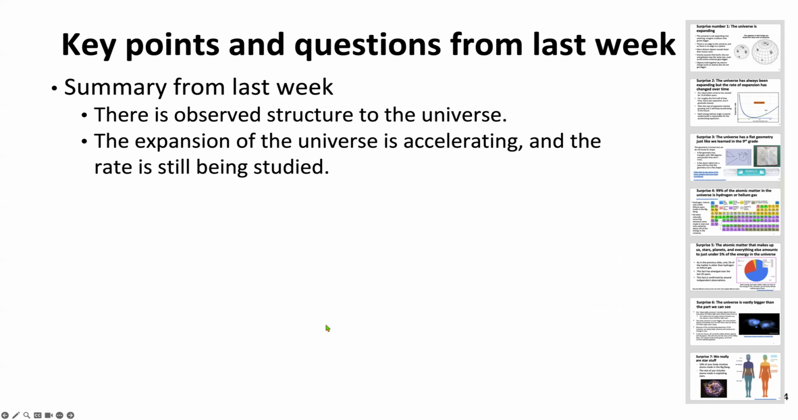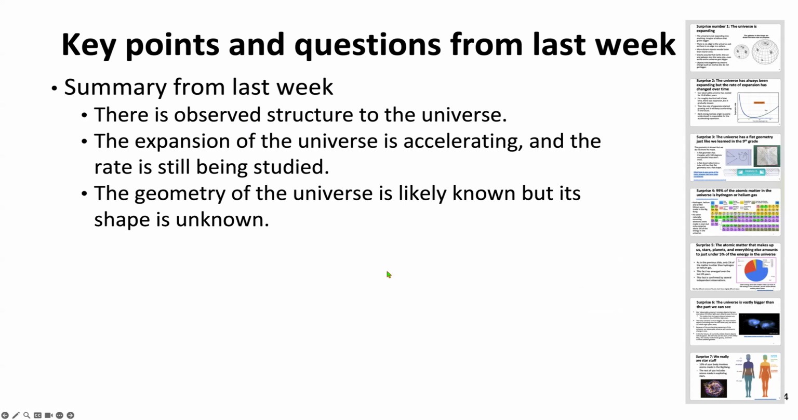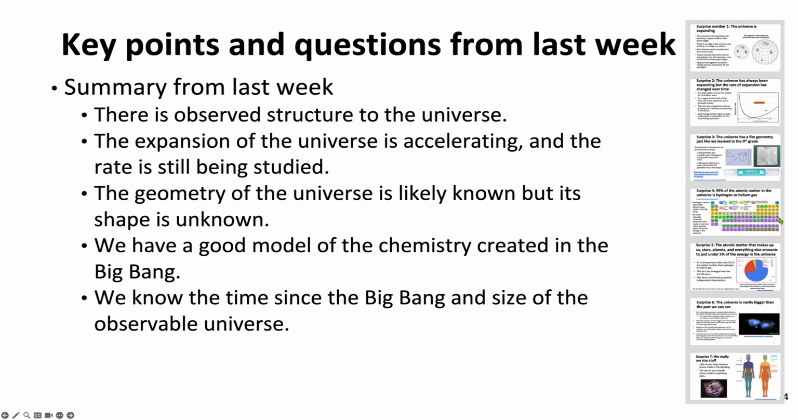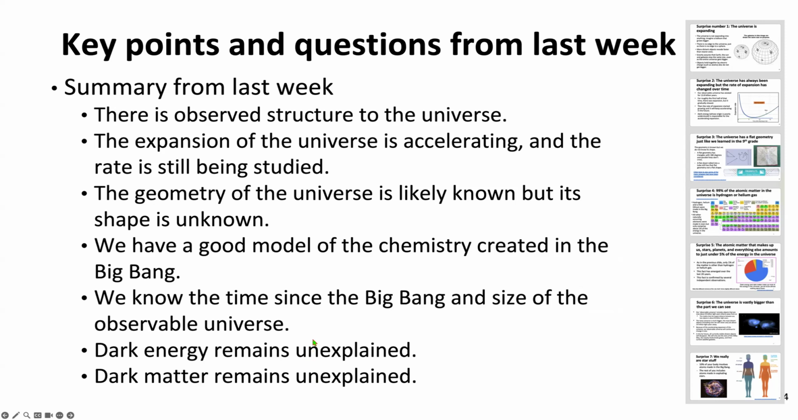So to summarize, there is structure to the universe. We saw that in the form of the clusters of galaxies, how they gather together under the influence of gravity. Expansion is accelerating. We know the geometry. The chemistry of the early universe is well established using the laws of nuclear physics. We can explain how various types of stars create elements. And we have these unexplained properties of the universe, dark energy and dark matter, that are propelling a lot of research.